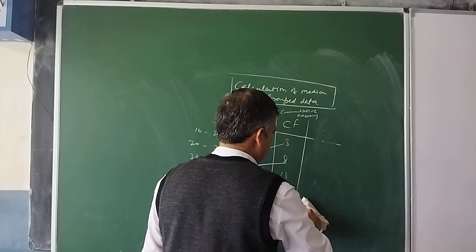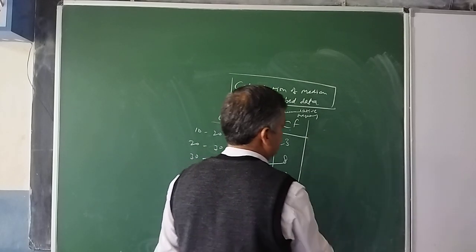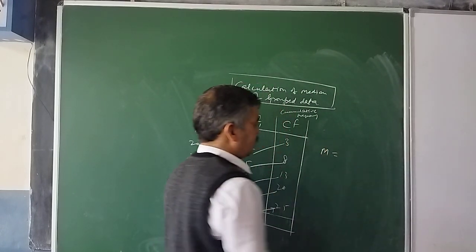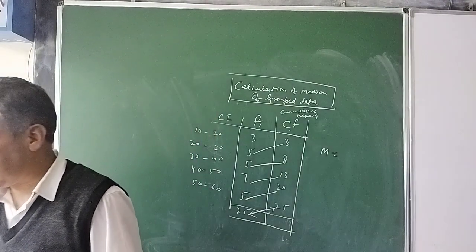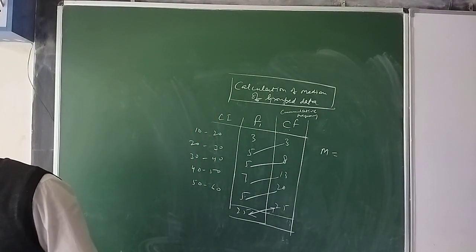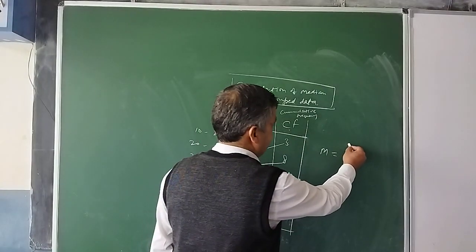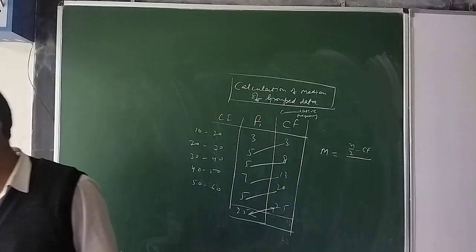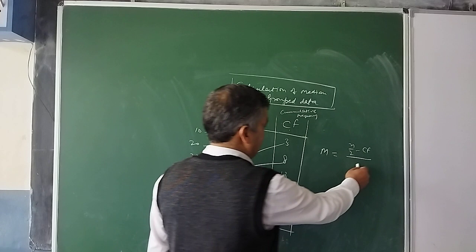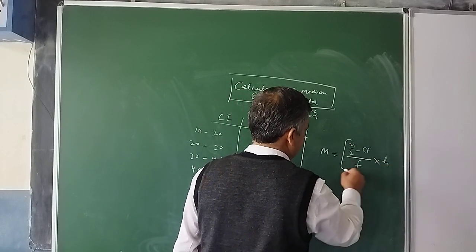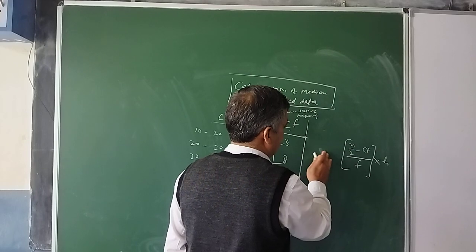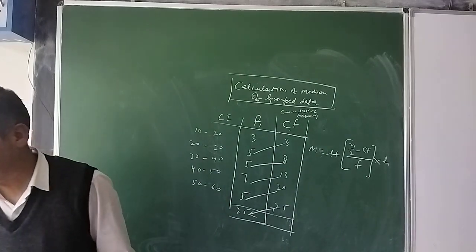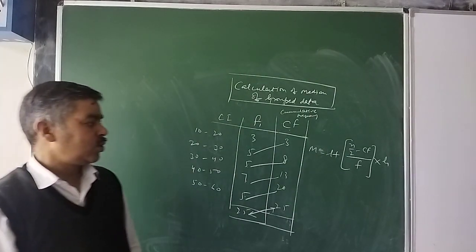Now write down the formula first to calculate the median of the grouped data. How to calculate the median of the grouped data? So the median of the grouped data is always equal to L plus (n by 2 minus Cf) upon f, that is the frequency of the median class, into h. Now look at this.